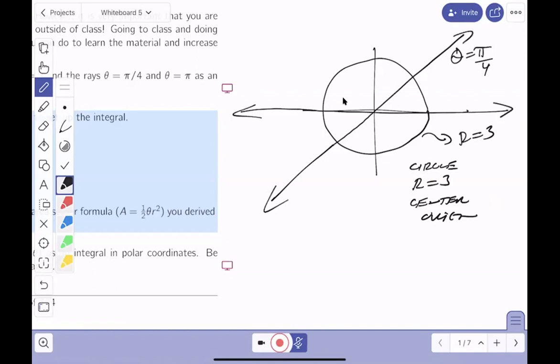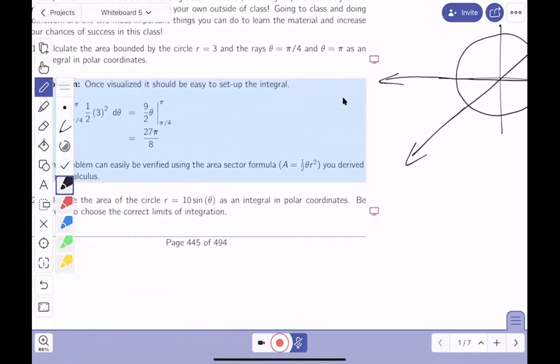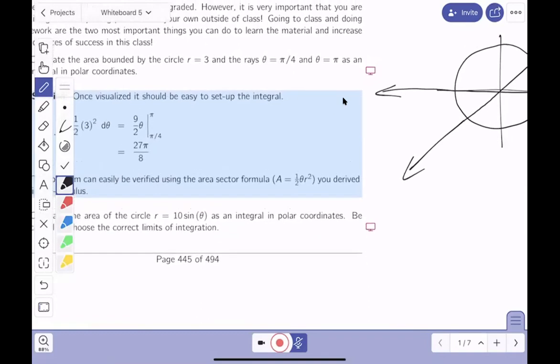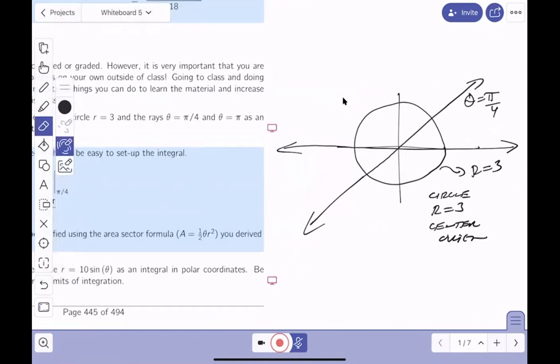All right. So what do they want me to do? Let me read it to you. It says calculate the area bounded by the circle. Well, I see the circle and the rays. I'm going to shade it in. Whoops, I think I made a mistake already, didn't I? Let me just undo it. Okay, I got to reread it to make sure that's what they asked for. Right, I think they want that region over there.